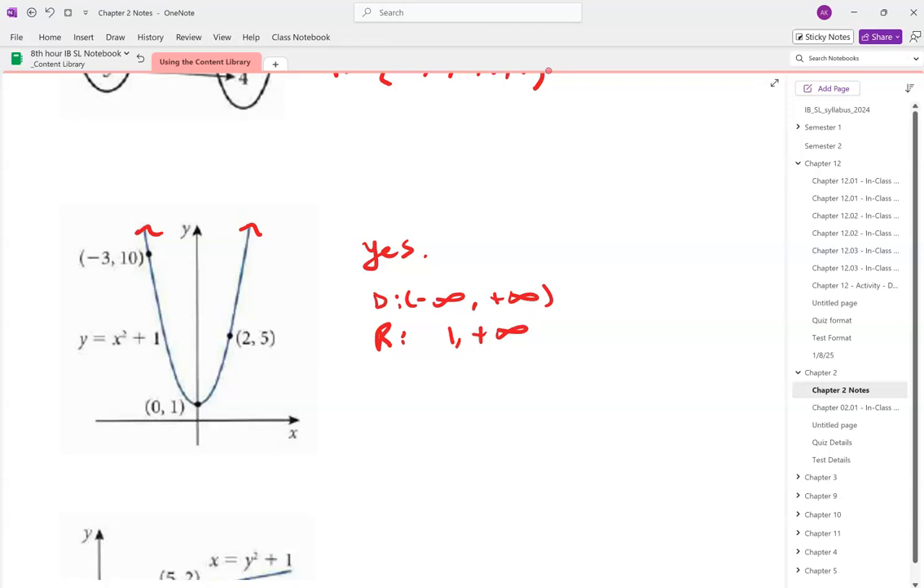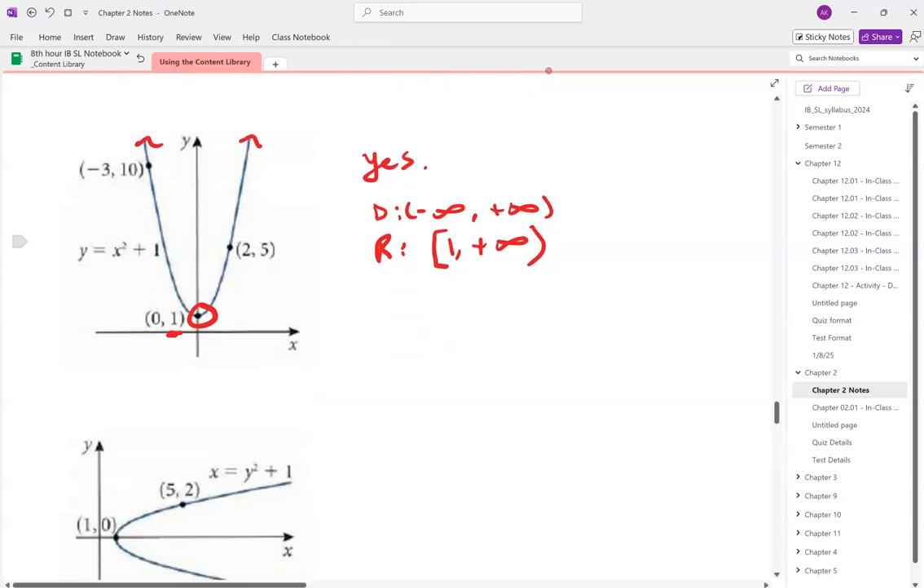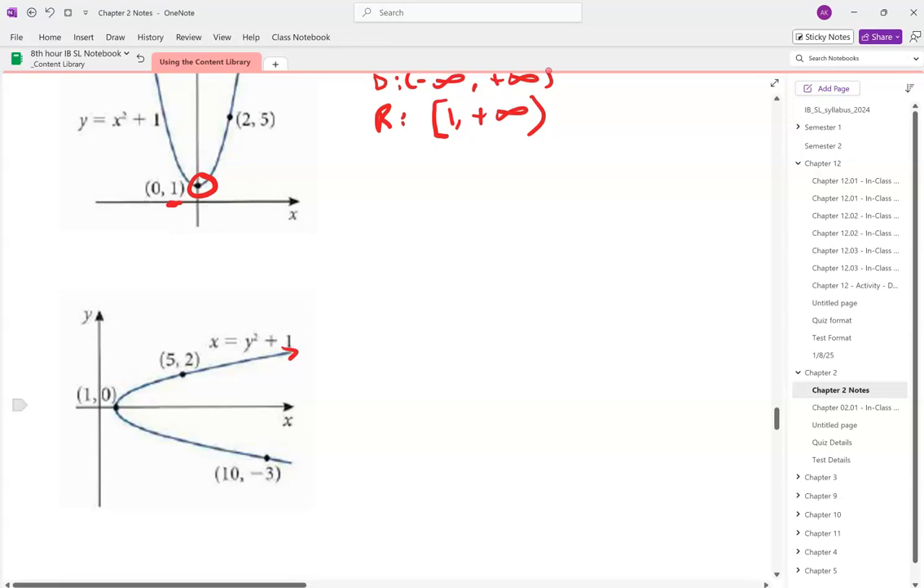What are the symbols at the end? You can get a closed bracket. Yeah, the square bracket and circle. Perfect. Why does the 1 get a square bracket rather than a parenthesis? It actually hits 1, because the y coordinate of 1 is actually used. Correct. Very good.